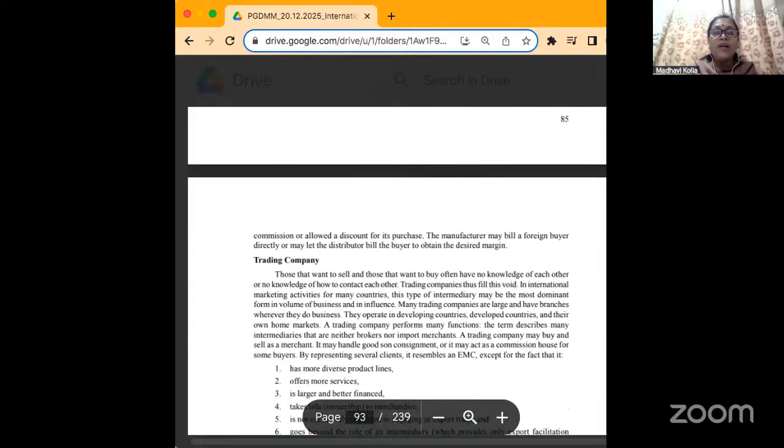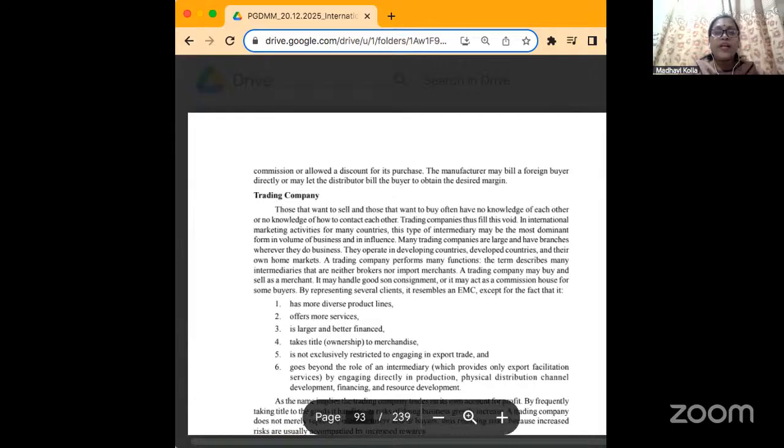Then we also have a trading company. Now, what is this trading company? A trading company serves those that often have no knowledge of each other or no knowledge of how to contact each other. So, trading companies fill the void. So, the manufacturer doesn't know what kind of agent I can reach out to, or what kind of merchant. Is it an export merchant or is it a foreign merchant? How do I make the connect, whether I choose a direct channel or an indirect channel? A lot of complications are there.